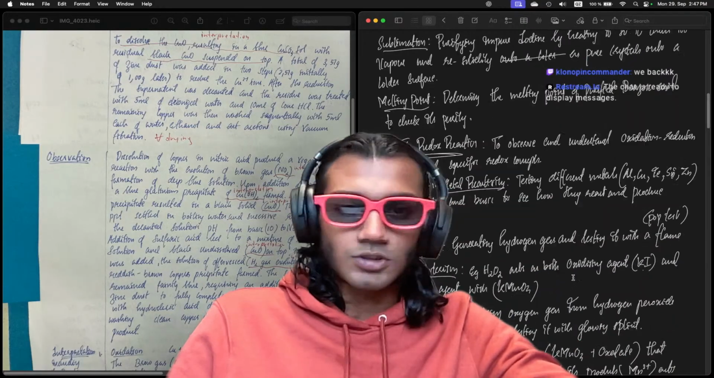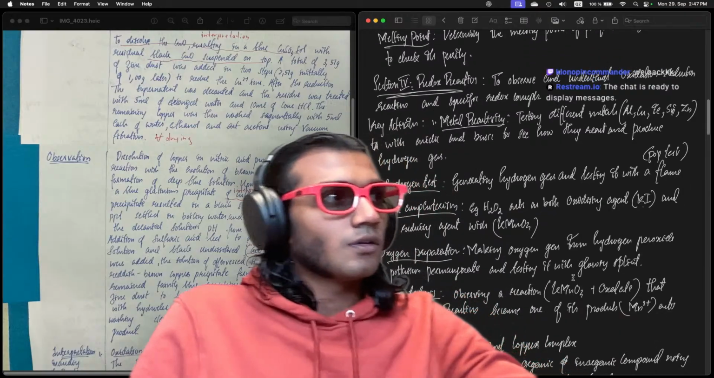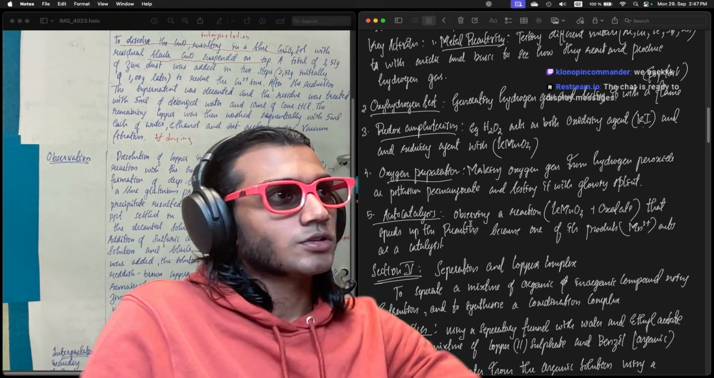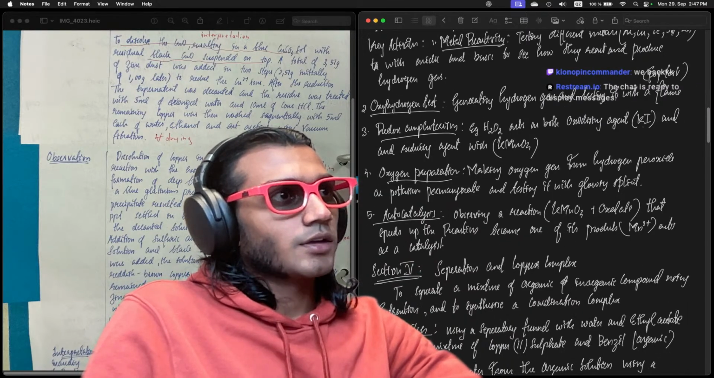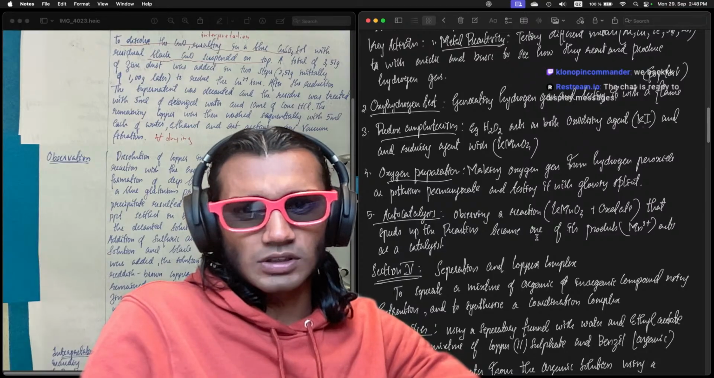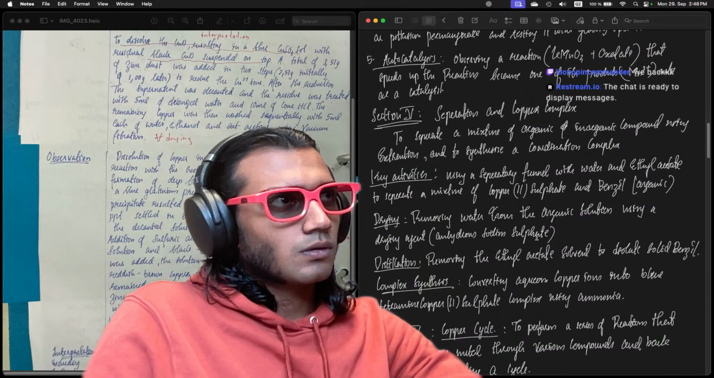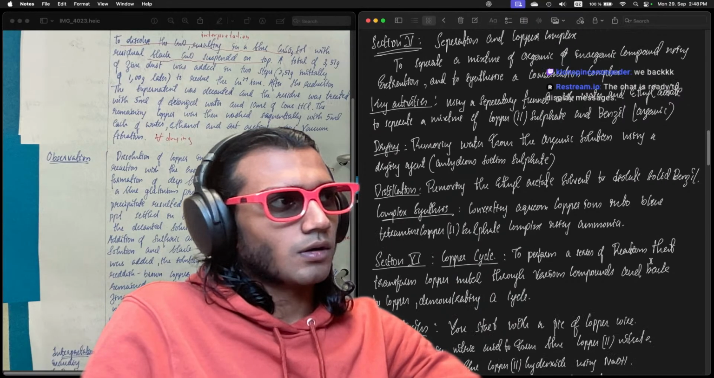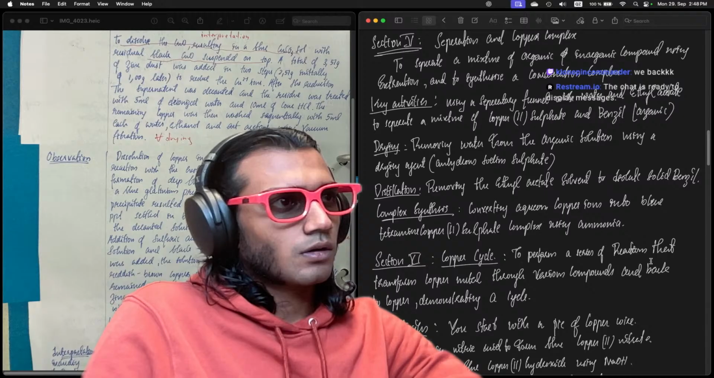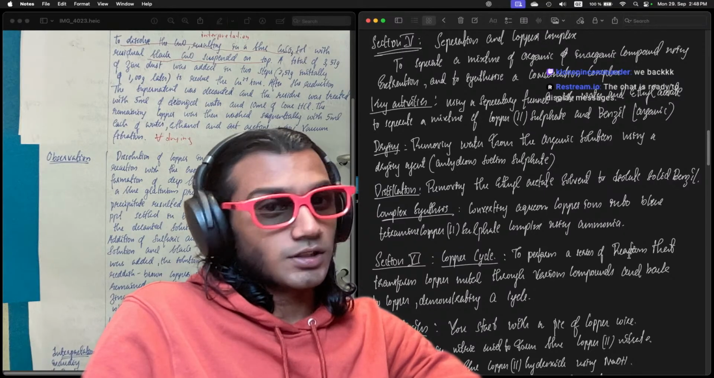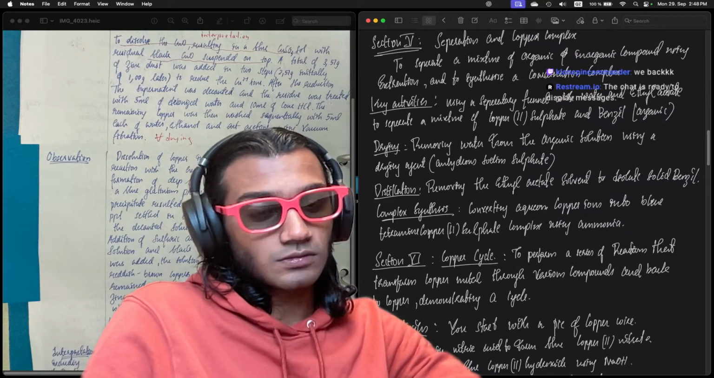Oxygen preparation. What's that? Making oxygen gas from hydrogen peroxide. Autocatalysis: observing a reaction that speeds up on its own. I don't remember the formula. Separation and copper complex: this is where you make tetraamminecopper(II) sulfate hydrate from copper(II) sulfate hydrate.